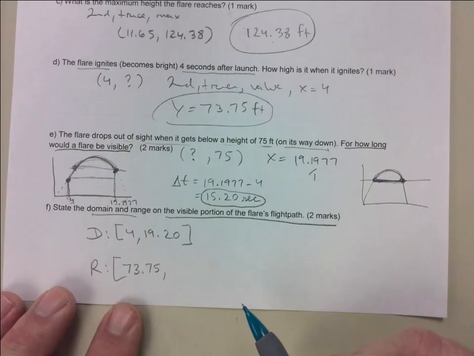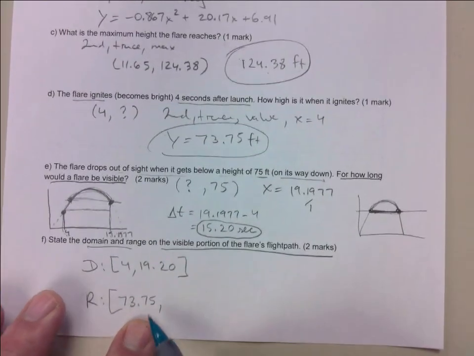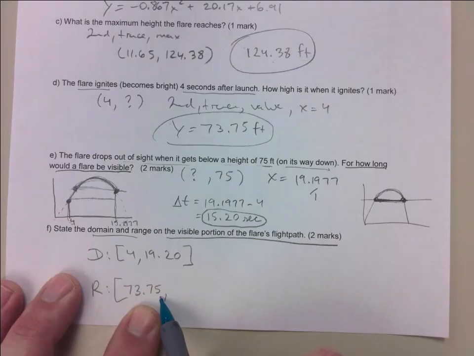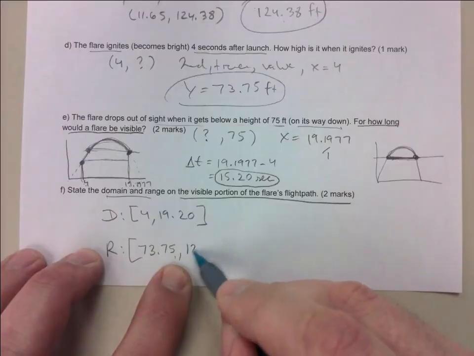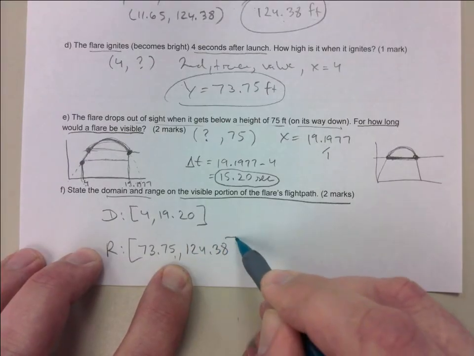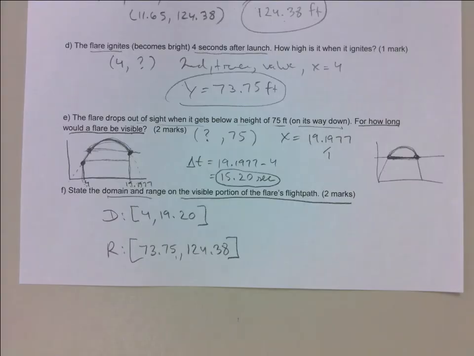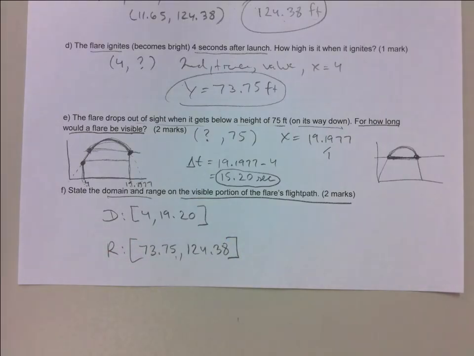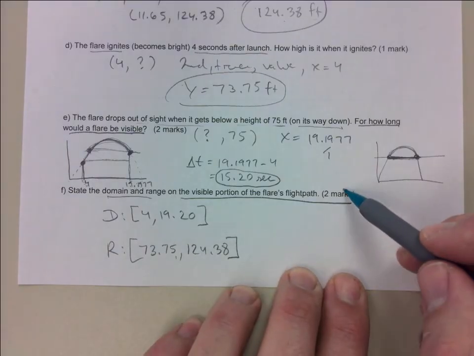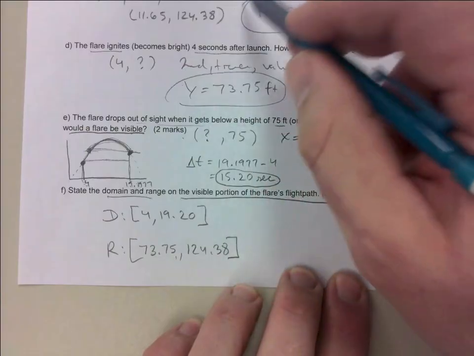I'll give you 1 out of 2. 73, 75? What's the highest this thing ever gets to? I know that the maximum height is right there, so this should be 124.38. Half a mark for the numbers, half a mark for the bracket. So if the numbers are wrong, but your brackets are square, you still get half a mark. So this is 2, 4, 5, 6, 7, 8.